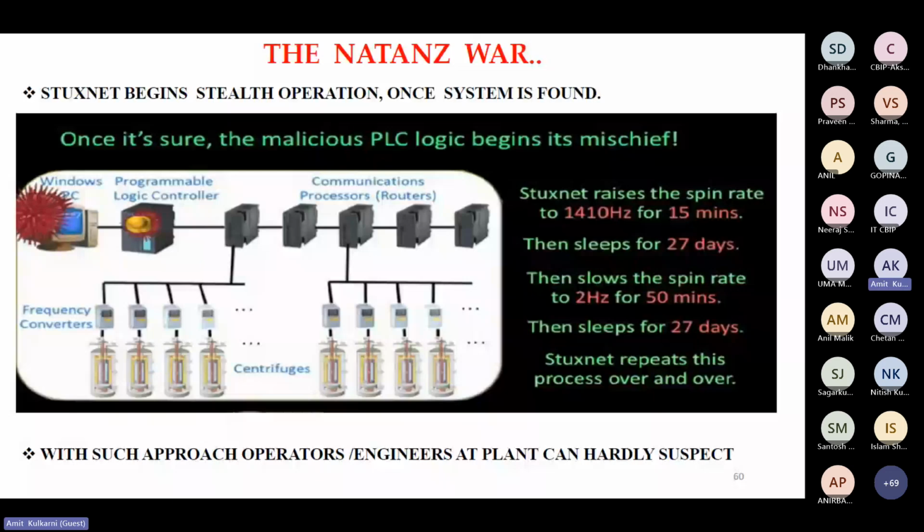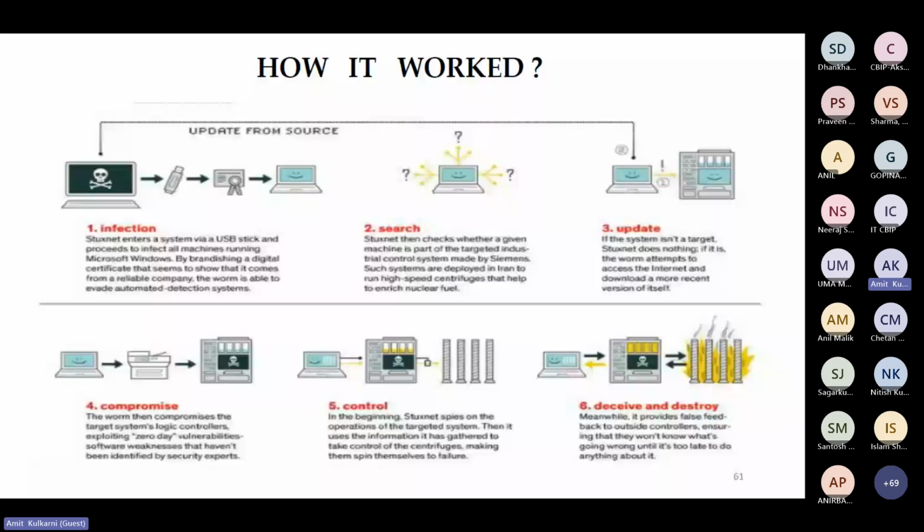So operators seeing it were not able to understand what had happened, or used to ignore it. It's something which we generally see in operations: system parameters are not always normal, they fluctuate. So something like that might have happened. That was not the case. So what happened, how it worked: infection through a pen drive was the main reason. From one network to another, one PC to another PC, it went through the pen drive.